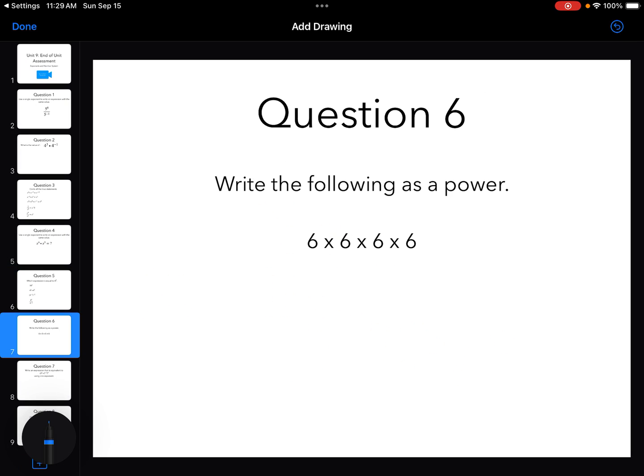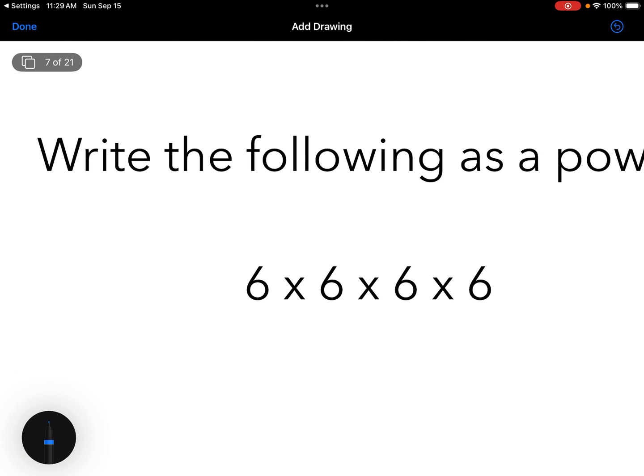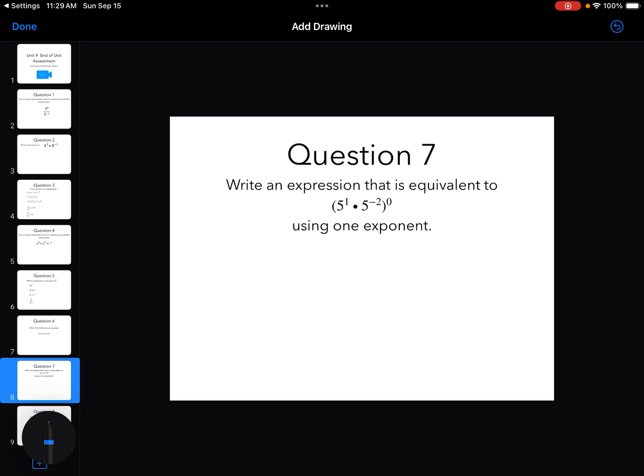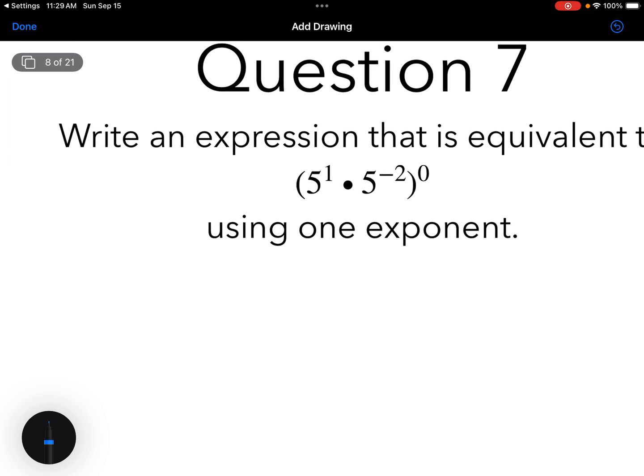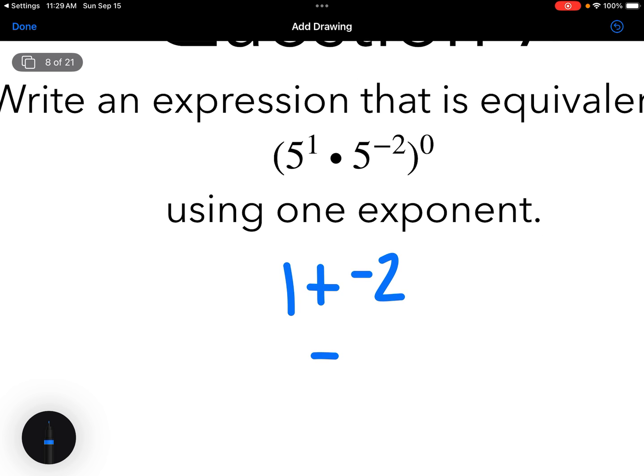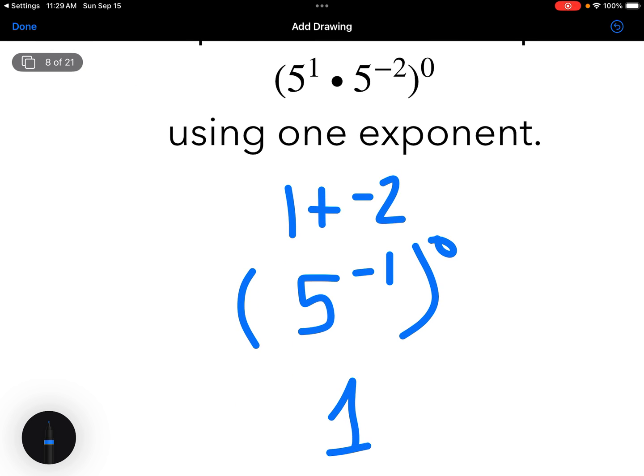All right, write the following as a power. So I have 1, 2, 3, 4 sixes. So that means it's 6 to the 4th power. Number 7. Okay, that would mean that I am working inside my parentheses. So 1 plus negative 2 is going to give me 5 to the negative 1. And then I have to the 0 power. Anything to the 0 power is 1.